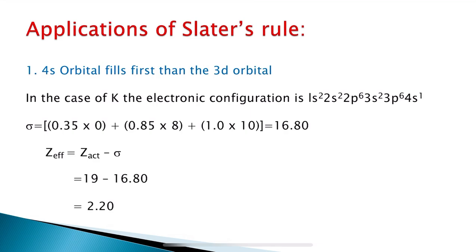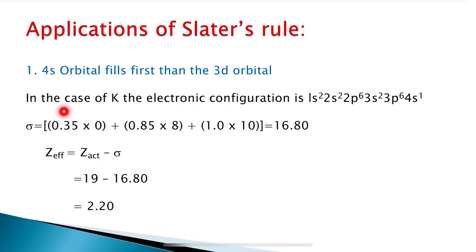So now moving on to the applications of Slater's rule. The first application says that the 4s orbital fills first before the 3d orbital. We can give a justification for this, how the 4s orbital will fill first before the 3d orbital.